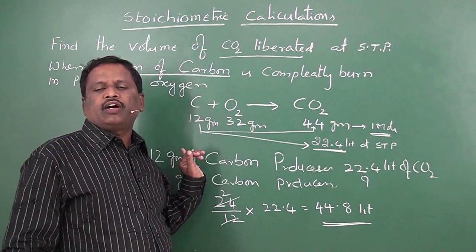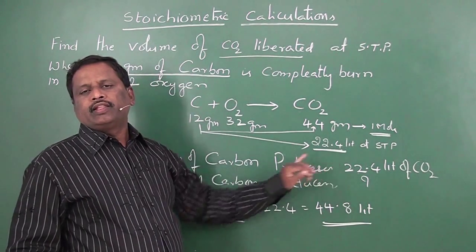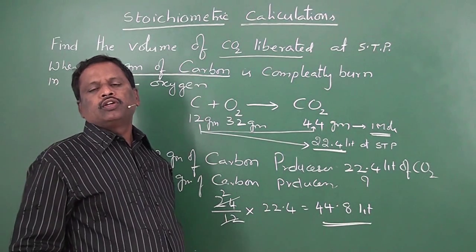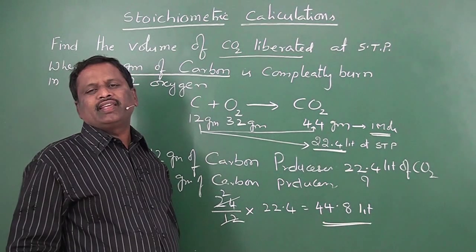So from 12 grams of carbon, 22.4 liters of CO2 at STP is liberated. Then 24 grams, how much? 24 by 12 into 22.4. So it will be 44.8 liters of CO2 at STP.